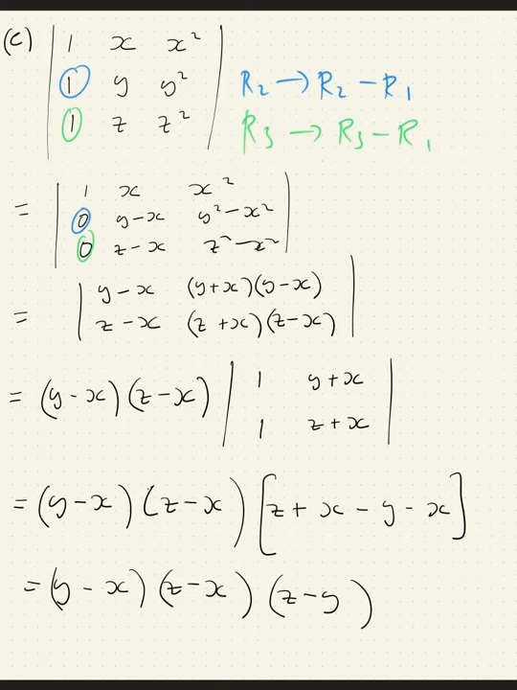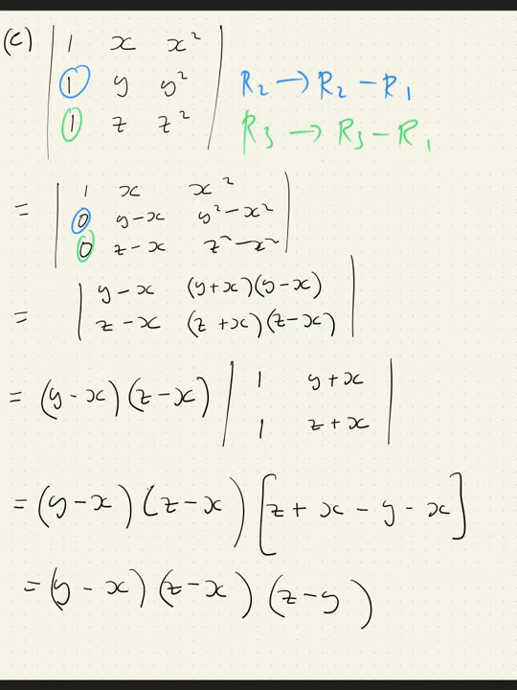So I do exactly the same thing that I did before. I expand the determinant down this first column. So that's 1 times the determinant of these 4, and then zeros. So I didn't even bother writing that 1 in here. So I've taken these 4 here and I've applied the difference of two squares rule. So y squared minus x squared becomes y plus x times y minus x, and the same thing here with z squared minus x squared.